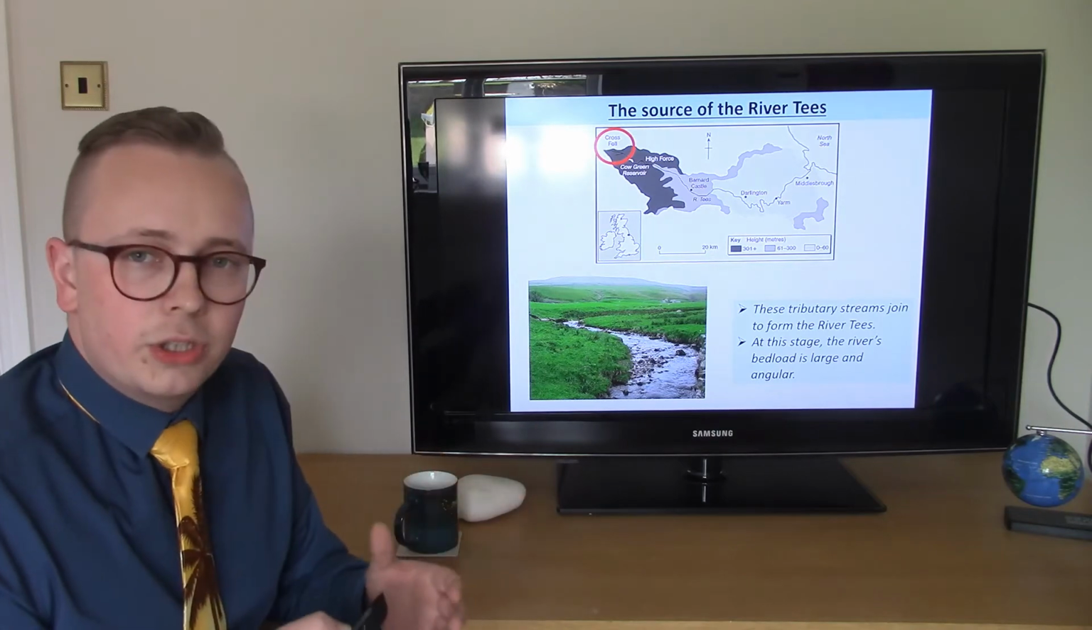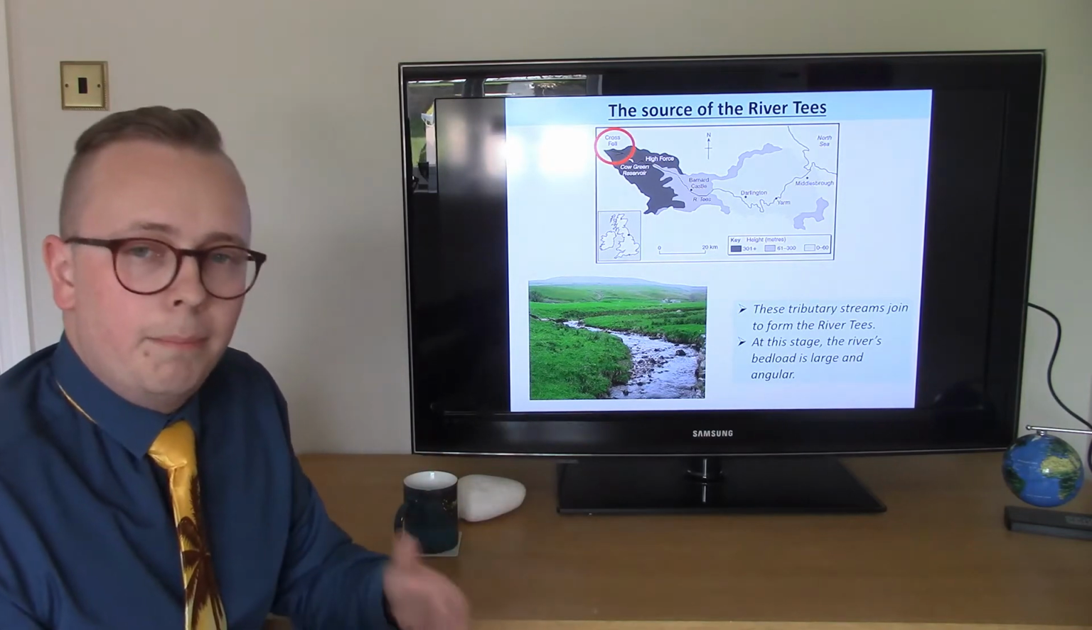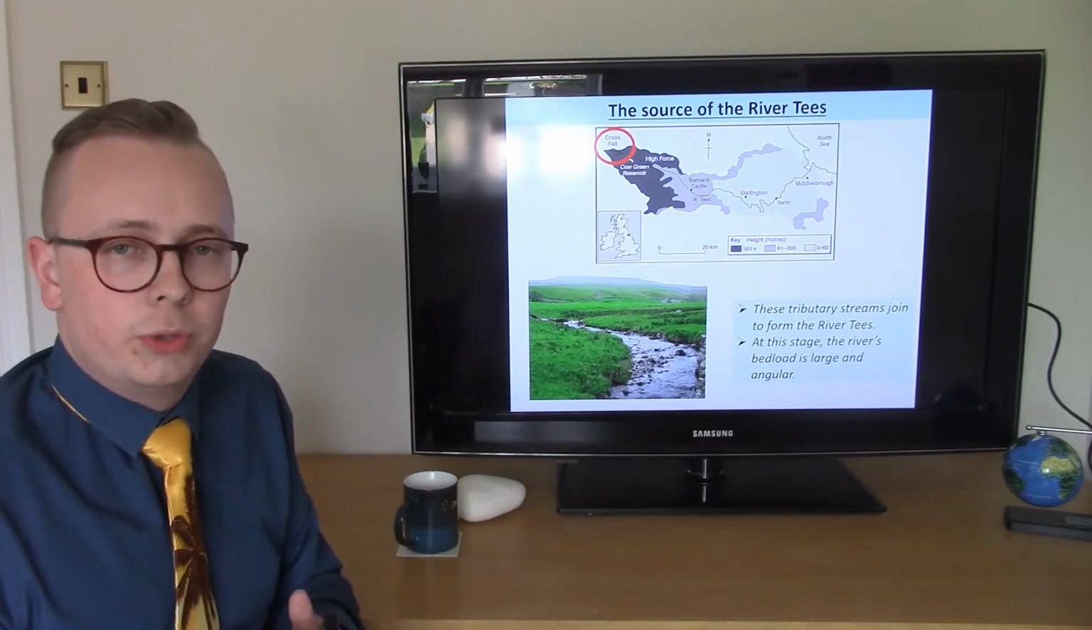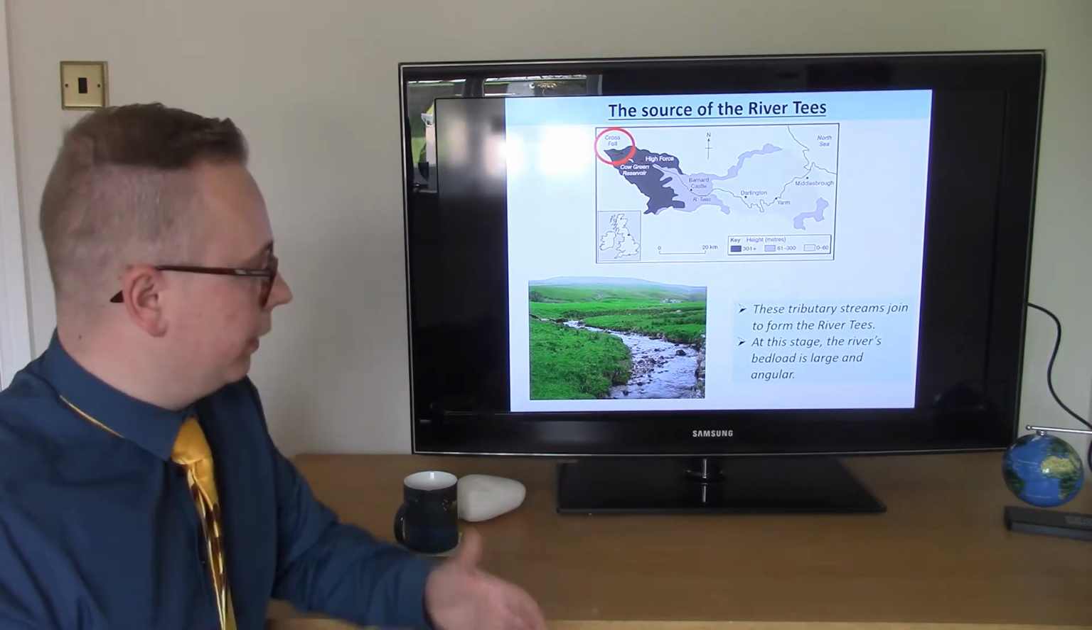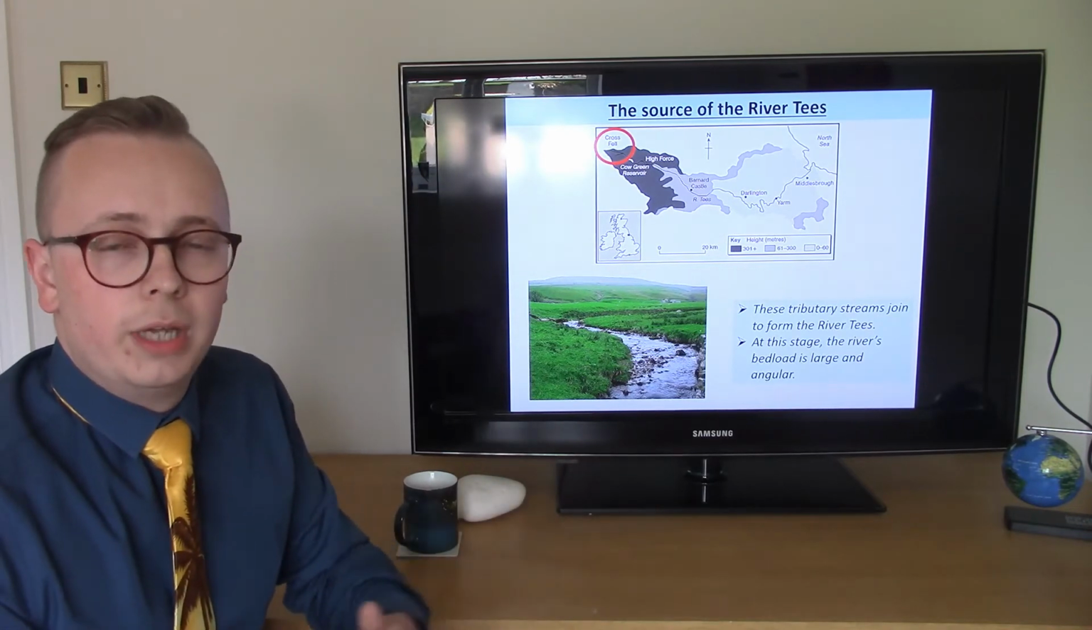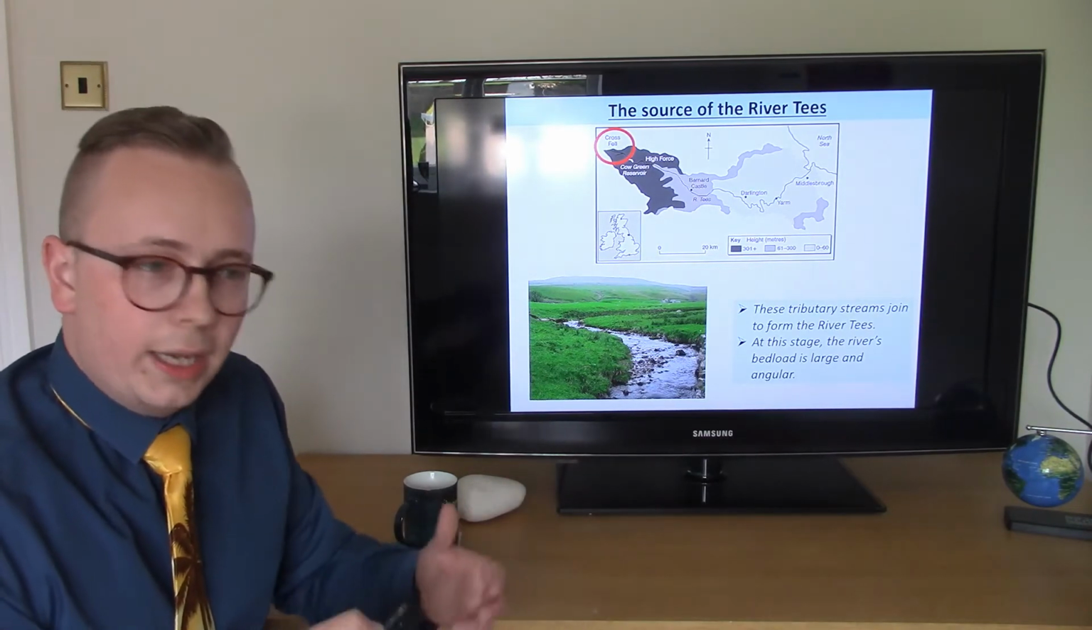But at this stage the river is rather narrow, the bed load large and angular. There's not been much time for erosion yet, so if you were to take a sample of bed load here, it would be very large and angular. It hasn't had the chance to erode through processes of abrasion and attrition to get it any smaller.